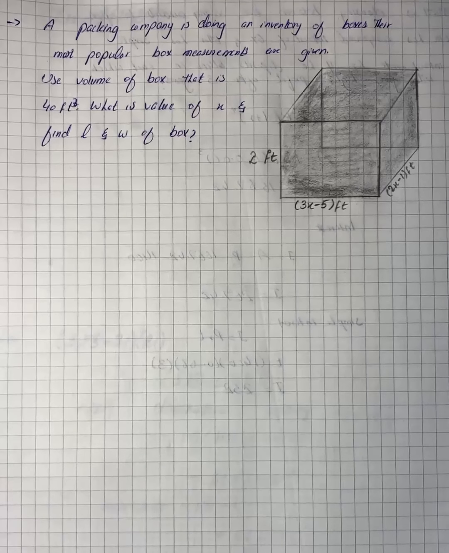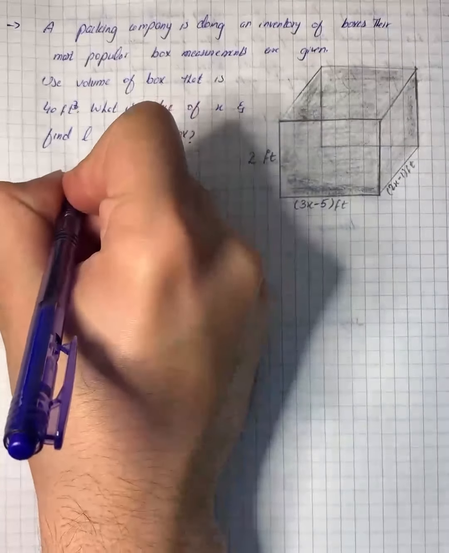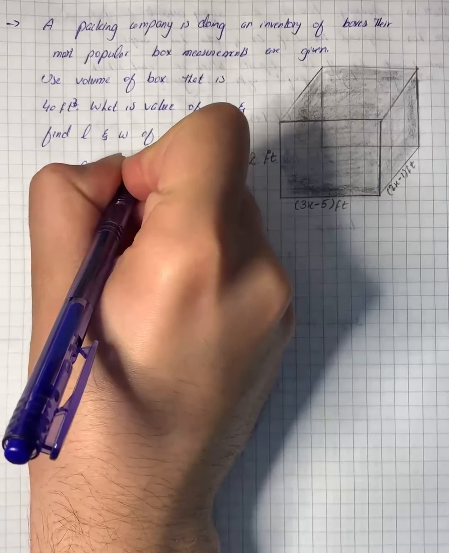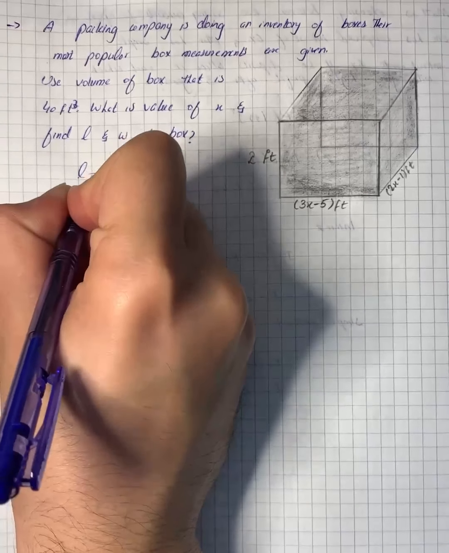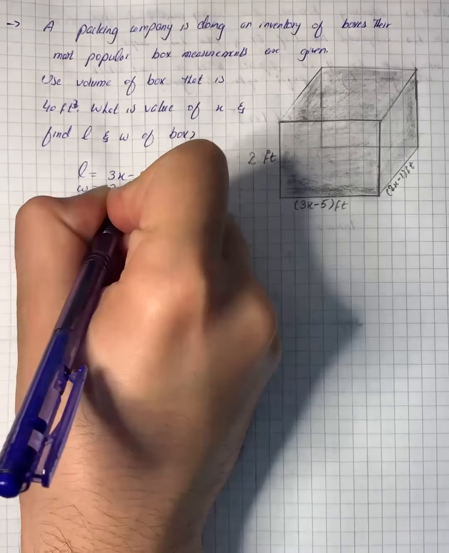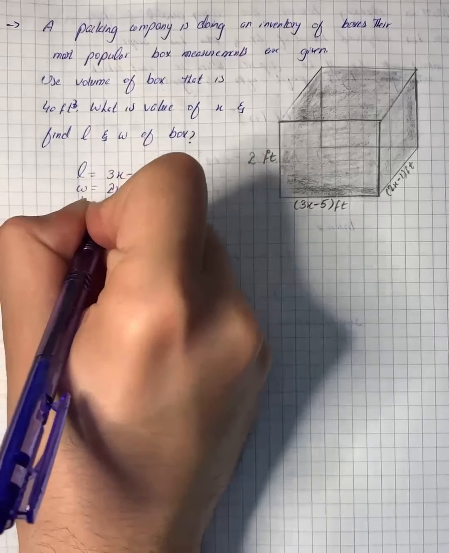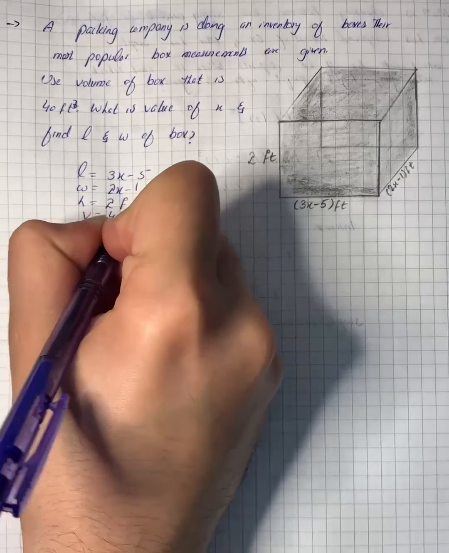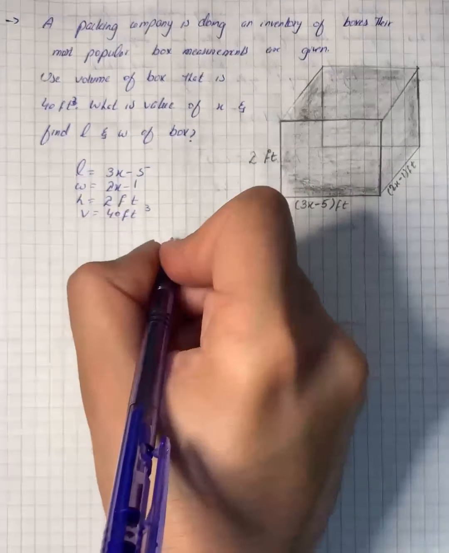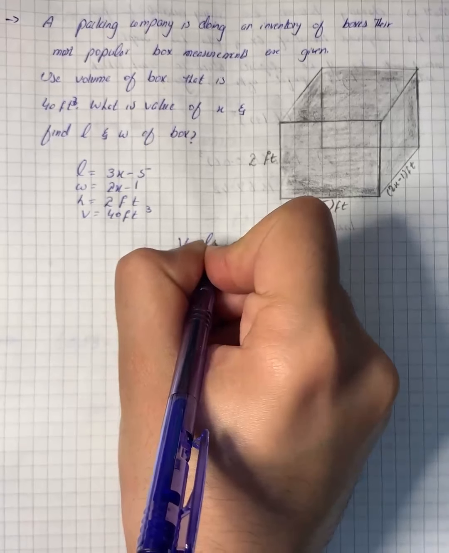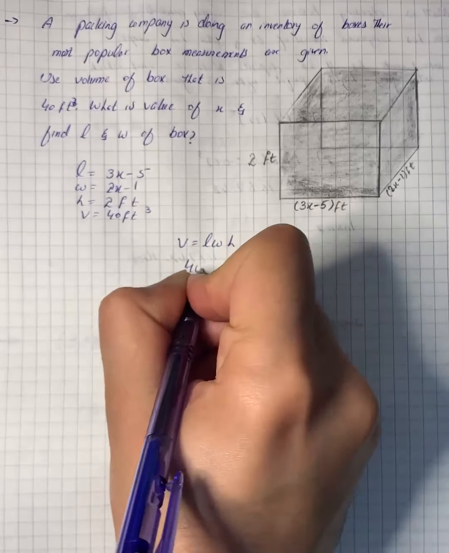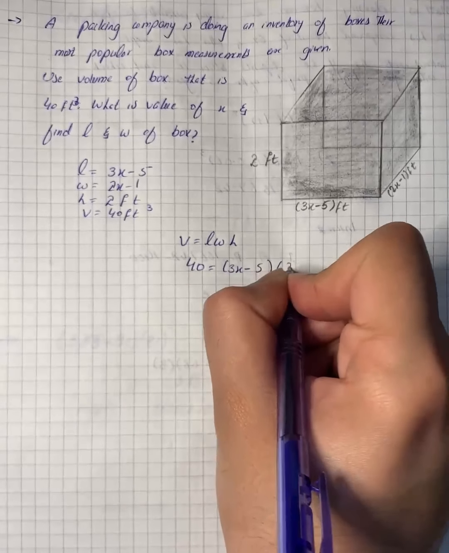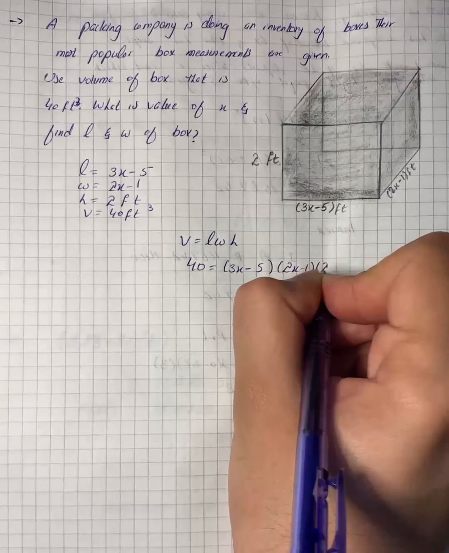From the figure we can write that length is equal to 3x minus 5. Width we can write that is 2x minus 1, and height is 2 feet, and volume is equal to 40 feet cube. So we know that for the cuboid shape we have volume equals length into width into height. So volume we have 40, and so it is (3x minus 5) into (2x minus 1) and then 2.